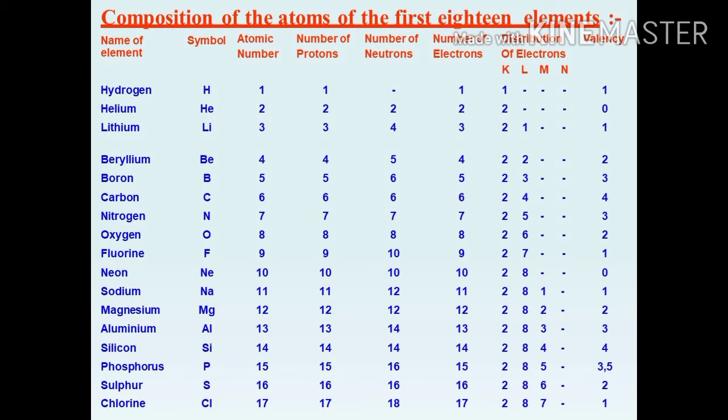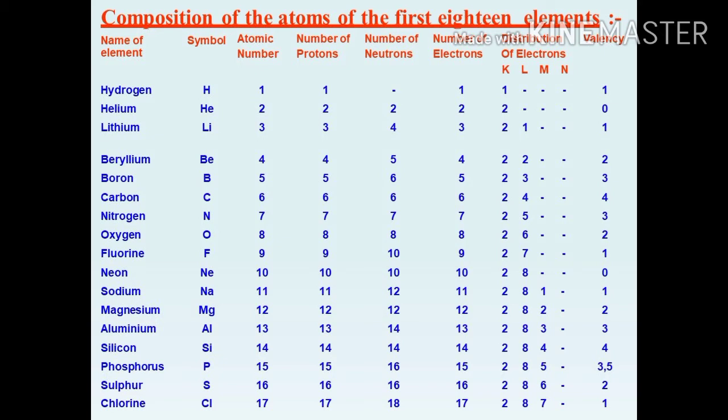The first orbit, in the last slide I showed that the first orbit should contain 2 electrons. One formula we studied, 2n square. The first orbit means 2 into 1 square equal to 2 electrons. The first orbit should contain 2 electrons. So in helium, the first orbit contains 2 electrons. There is no valency, though the valence electrons are 2.